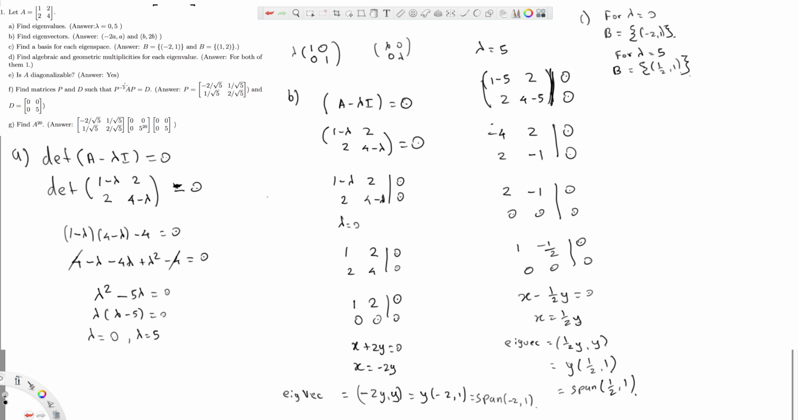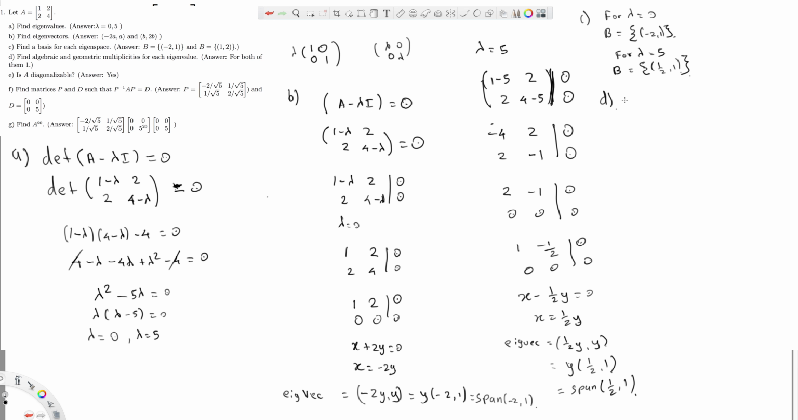And then they are asking for the algebraic and the geometric multiplicity. Basically, algebraic multiplicity means when we factor this, the power of each factor. So in this case, if we have a square, that means an algebraic multiplicity of 2. But in this case, in the final factored form, it's only one power, right? Therefore, both of them have algebraic multiplicity of 1.